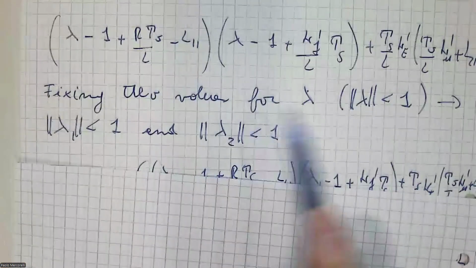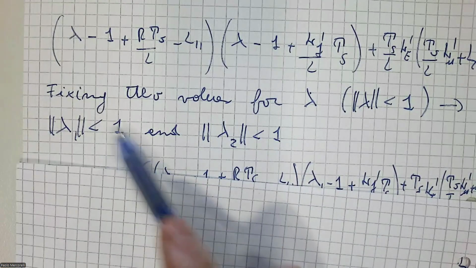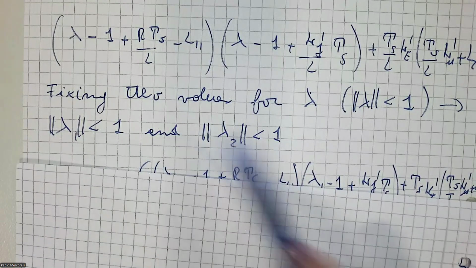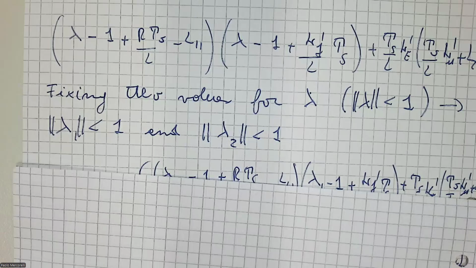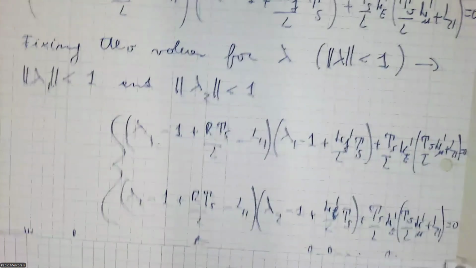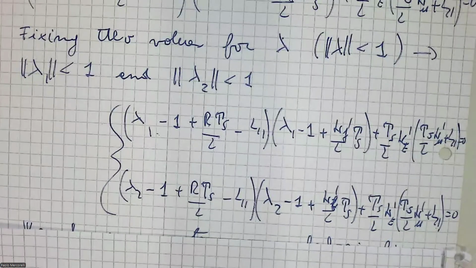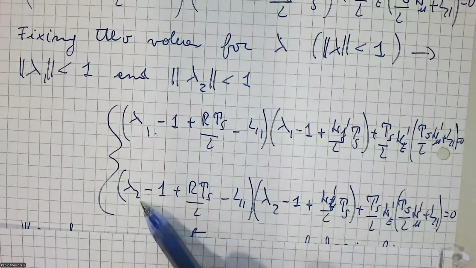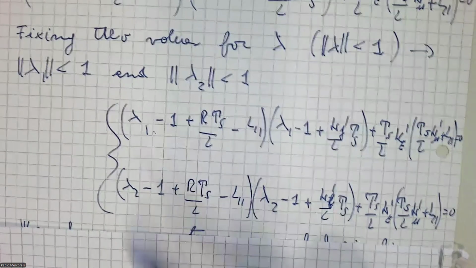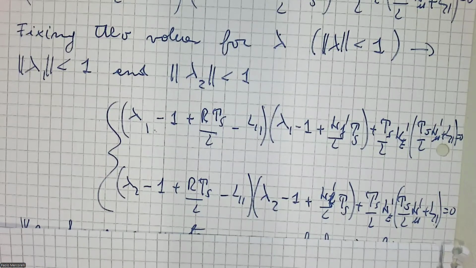And fixing two values for lambda less than 1. The norm of these two values less than 1, typically also a real value if we don't want oscillation. Believe me, as we have seen in the course of dynamical systems, we obtain two equations in which lambda 1 and lambda 2 are given.